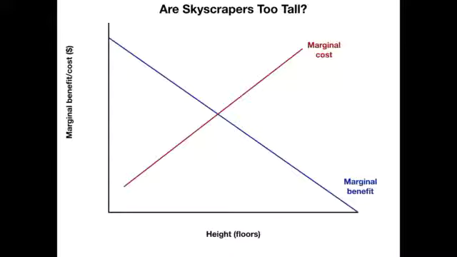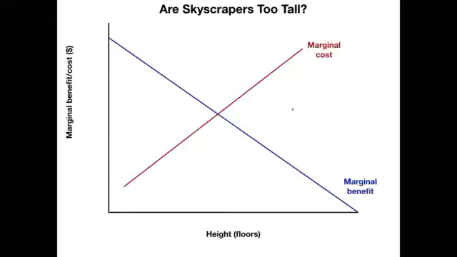If you get up to buildings that are 80, 90, 100 stories tall, you might have a huge foundation that goes very deep into the ground. You have to build this building so it's stable. So those reinforcement costs are going up and up as you add additional floors onto that building. As you can see here, as you increase the height of a building, the marginal benefit is decreasing, and the marginal cost is increasing.